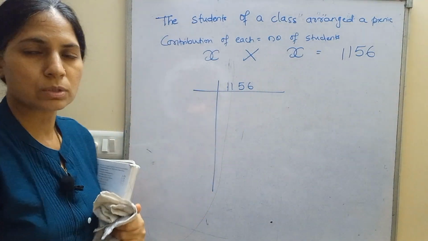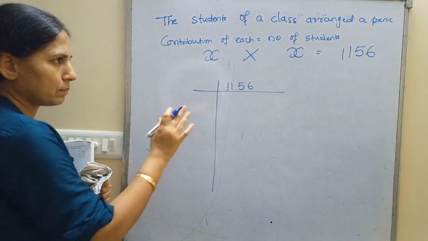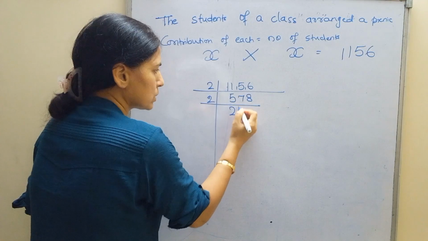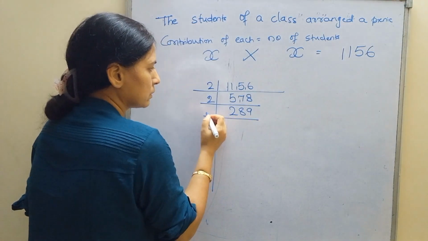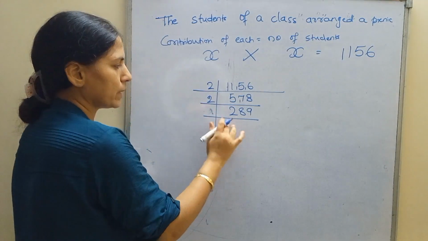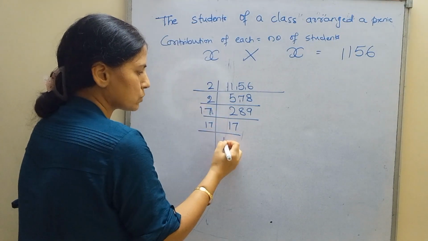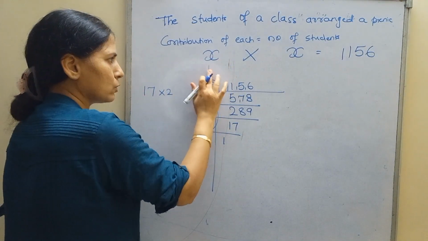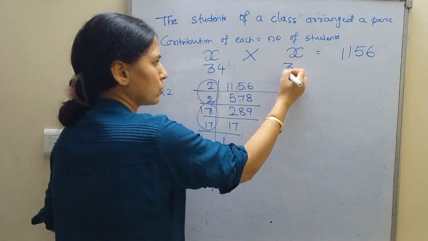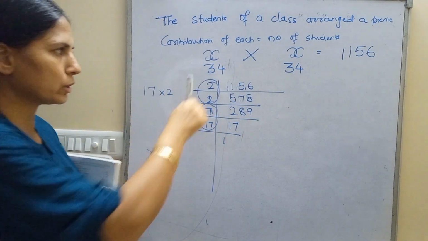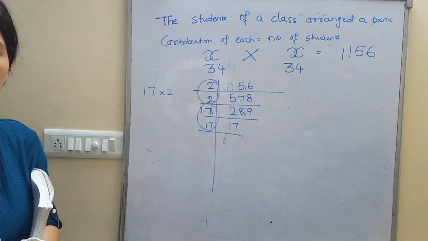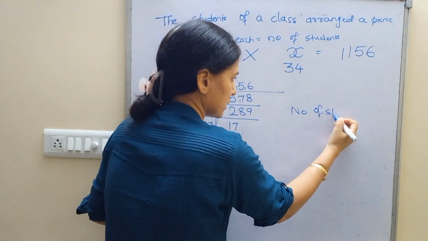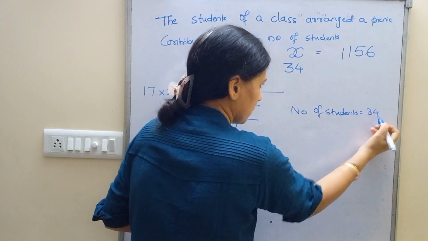To find square roots there are various methods. This prime factor method has been taught in your school, so I am doing this. 2 5s are, 2 7s are, 2 8s are, again 2 2s are, 2 8s are, 2 9s are, 289, 17. So the number of students, see, this 17 is a pair of 1, and this is 2. So there are 17 2s are 34 students and each student contributed rupees 34. 34 into 34 becomes 1156. Is that easy?